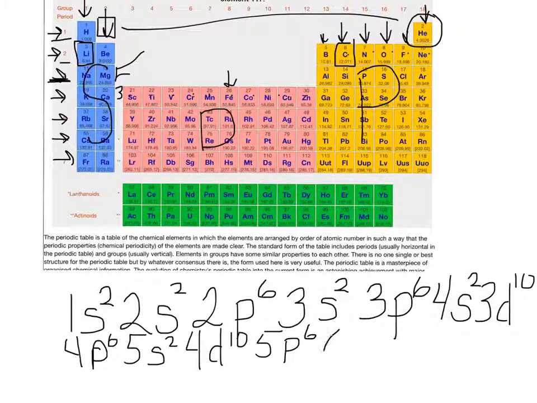Then I'm going to drop down to the 6th energy level, which is cesium. And we have back to S shape. And there are 1, 1, 2. And we are at barium.